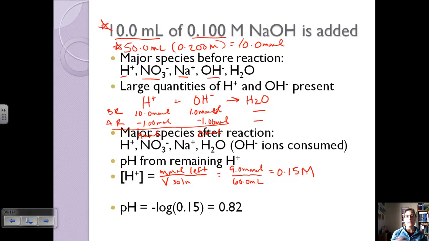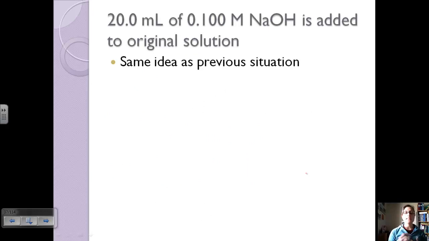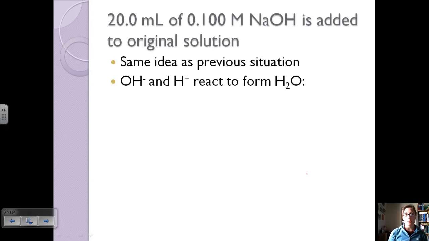So we went from about a 0.7 pH to a 0.82 pH, which makes sense. We added a little bit of base. We're reacting the H+ with the OH. We're moving our pH up. Okay, so now instead of adding 10 milliliters, let's add 20 milliliters instead. We're always going back to that original solution. This is the same idea as the previous situation, same type of calculation.